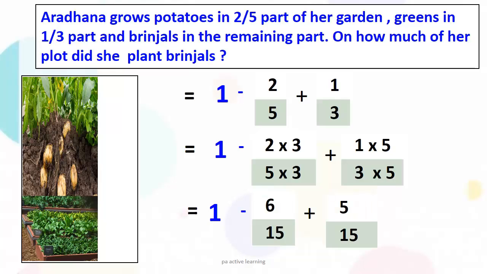5 upon 15. Now look at them, both of them now having the same denominator. So first thing we add these two. 1 minus 6 plus 5 is 11 upon 15. Now 1 means there is one numerator, 1 in the denominator.